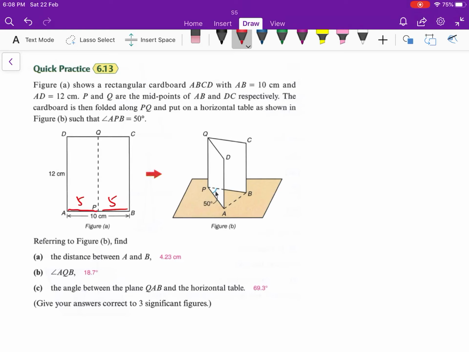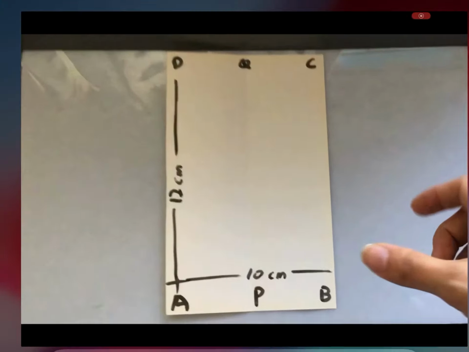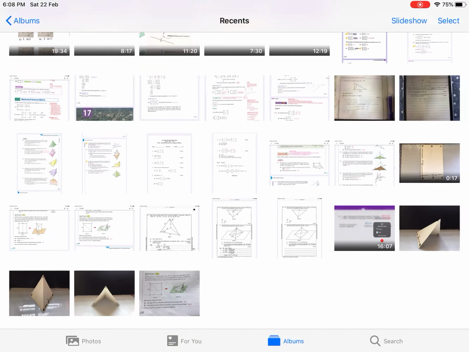If you are not good at 3D shapes, the geometry shapes, please use a piece of paper to fold it by yourself, and then you will have a clearer idea of what the paper folding problem is. Now I will show you a video of how I fold it, and then you can try to do it by yourself.